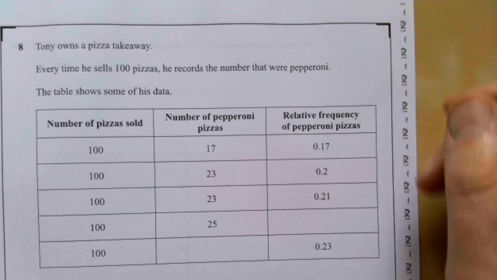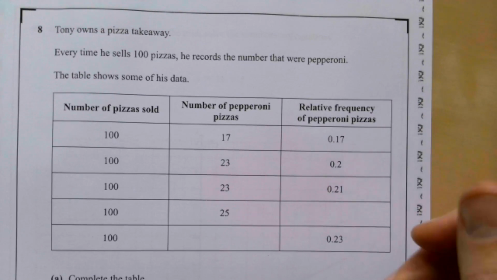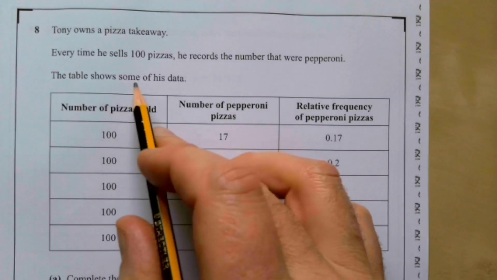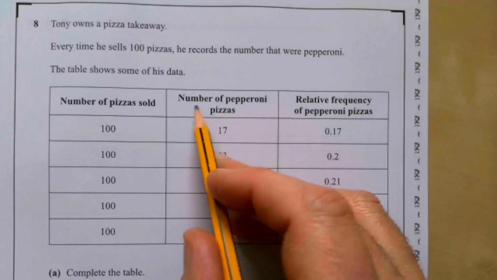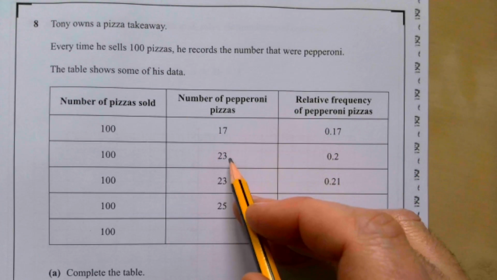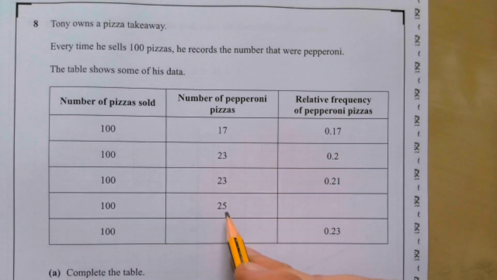Tony owns a pizza takeaway. Every time he sells 100 pizzas, he records the number that were pepperoni. The table shows some of his data. So the number of pepperoni pizzas: 17, 23, 23 and 25. That's out of each of those 100s. And then we have to complete the table.